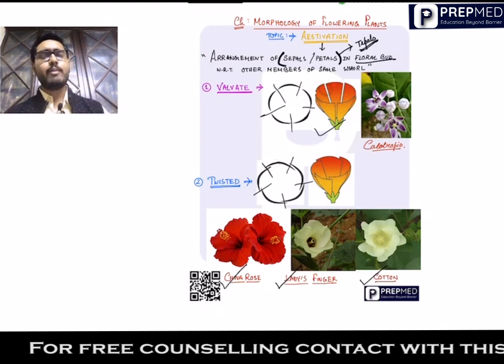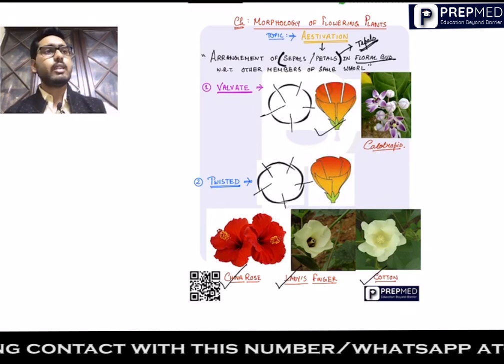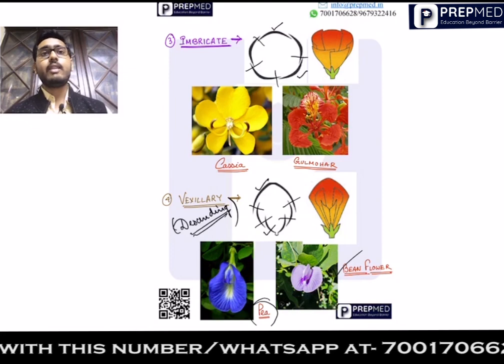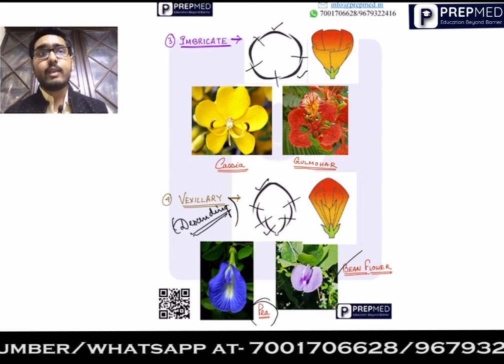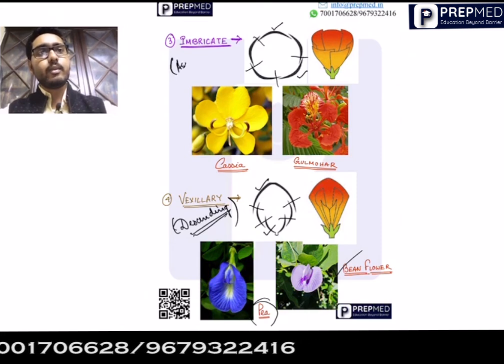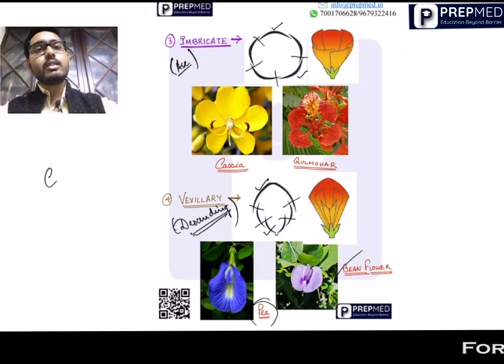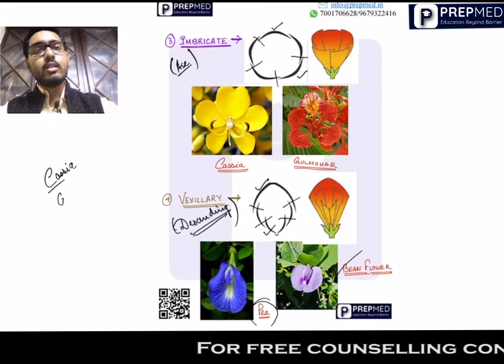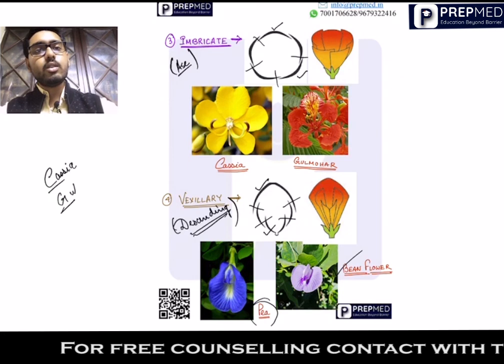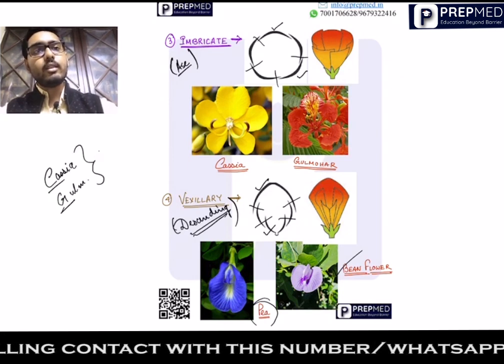It's obviously overlapping. Everyone overlaps. One part is in, the other one is out. The next is imbricate. I also said that vexillary is also called descending imbricate, and what we refer to as imbricate here is basically the ascending type. The examples of imbricate are CGI. C is cassia, G is gulmohar, and it's in I, imbricate.